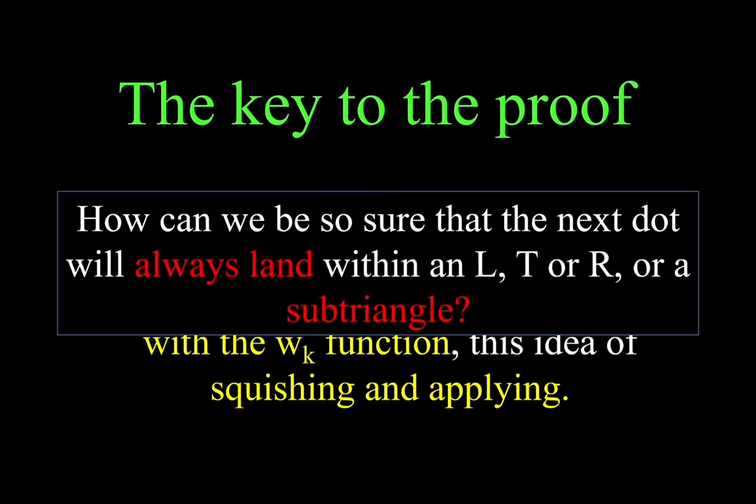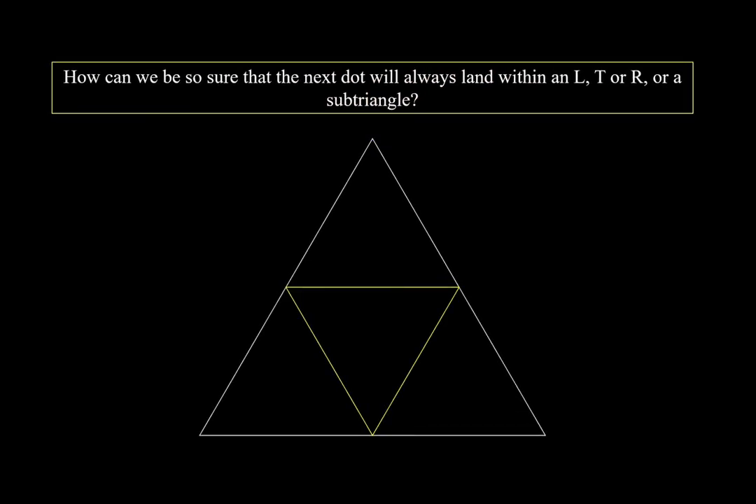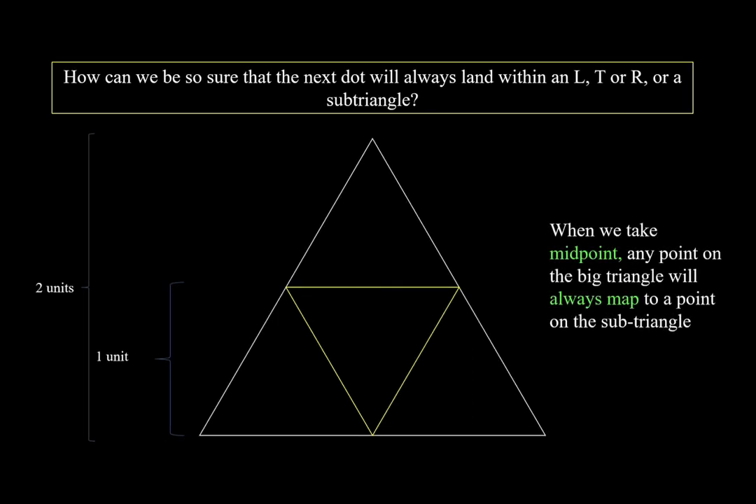But you may ask, how can we be so sure that this will always land inside a left, top, or right? Well, let's take this first level of the Sierpinski triangle. Notice how the big triangle is a bigger version of one of these triangles here. Let's take the top one for example. And notice how this smaller length is twice as short as the length in the larger triangle. Thus, when we take the midpoint of whatever point on this big triangle, even if it's on this very bottom, it will always map to a point on the smaller triangle.